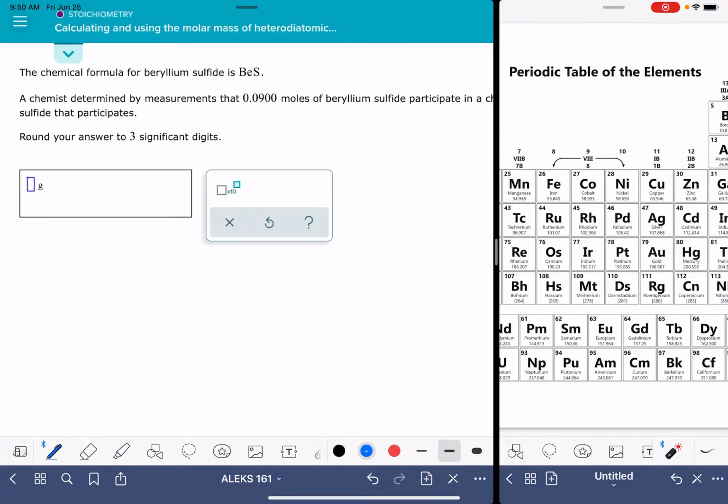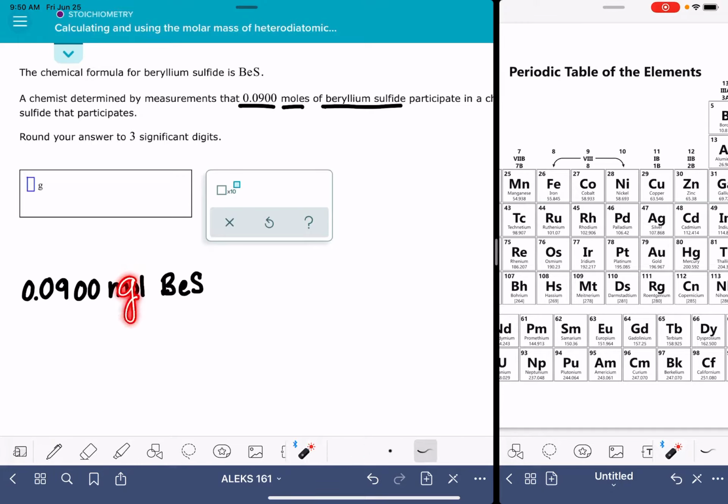To solve this problem, you're going to start by writing the amount, the unit, and the molecular formula. So I'm going to begin by writing 0.0900. My unit is moles. My molecular formula is BeS. It is possible that your unit might be grams. If this is telling you that you're starting with grams, then you would write grams here.